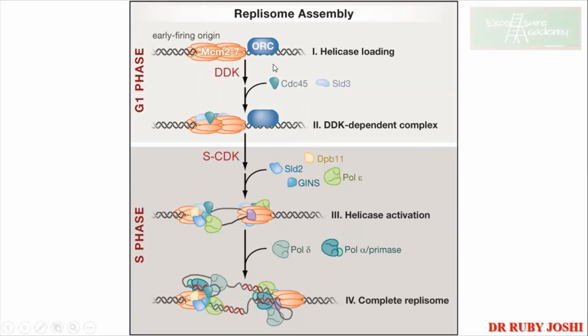And it is binding where? ARS. याद आ रहा है कुछ? है ना? ARS, autonomous replicating sequences. तो ARS जहां जहां पे present है वहां पे आपका ORC आएगा. ठीक है? Now, once this is happening, you can see in the figure also that it is known as the helicase loading.